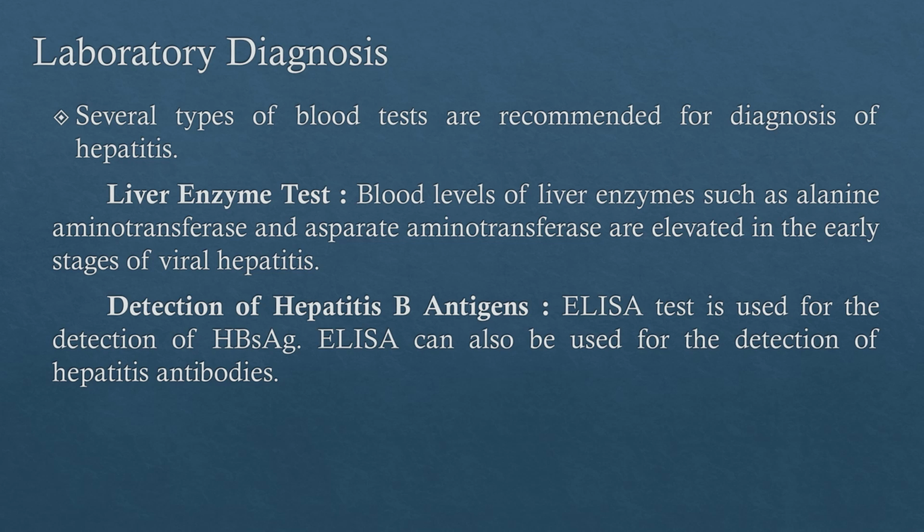Several types of blood tests are recommended for diagnosis of hepatitis: liver enzyme test and detection of hepatitis B antigens. In the liver enzyme test, blood levels of liver enzymes such as alanine aminotransferase and aspartate aminotransferase are elevated in the early stages of viral hepatitis. In the detection of hepatitis B antigens, the ELISA test is used for the detection of HBs surface antigen. ELISA can also be used for the detection of hepatitis antibodies.